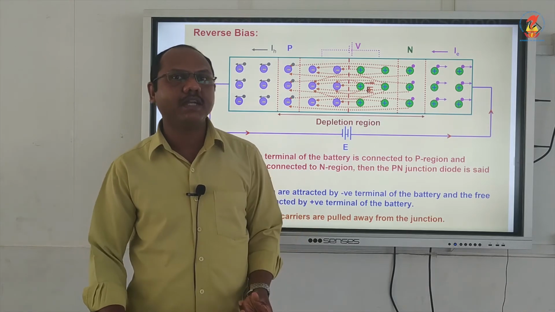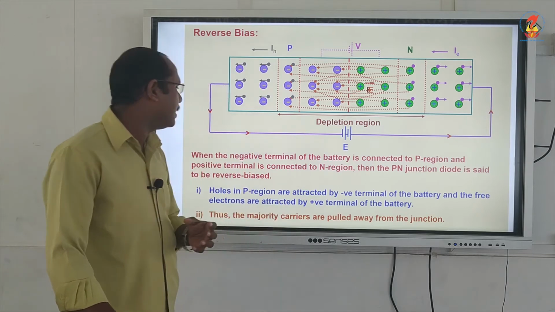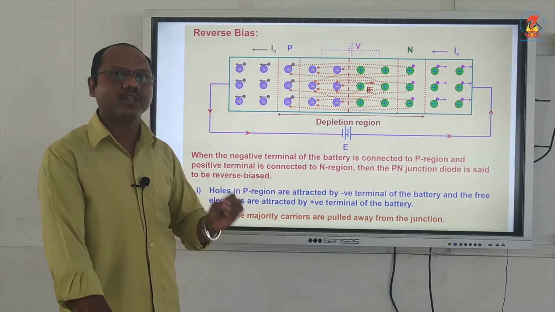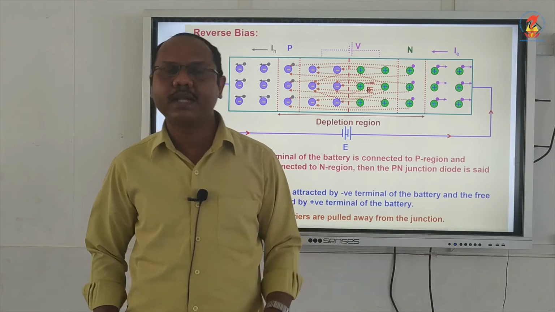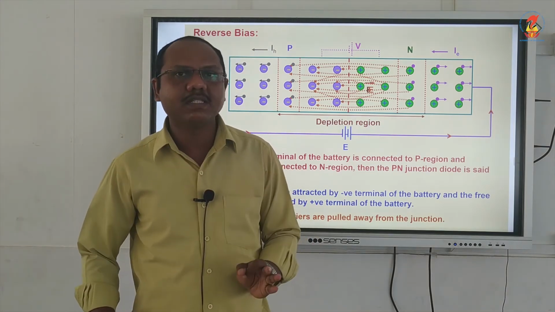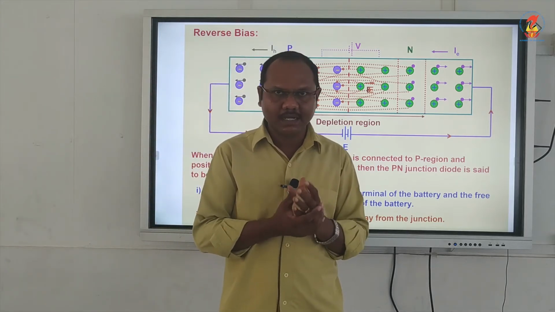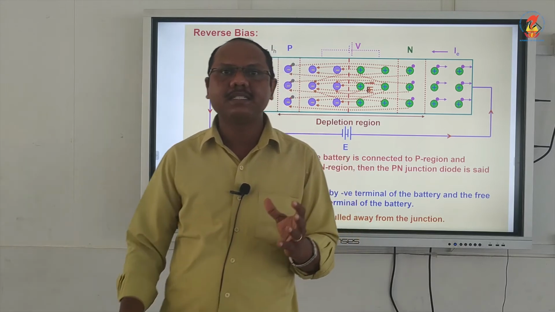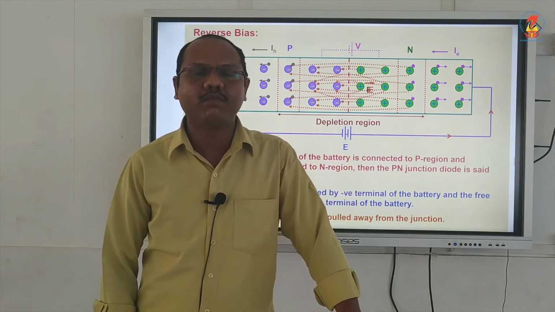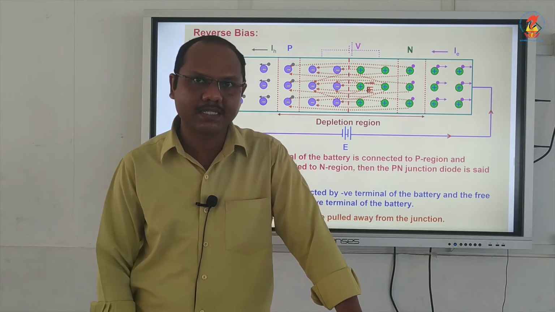The width of the depletion region increases, and as a result, what will happen? No current will flow through the diode. So we will conclude like this: when the diode is in reverse bias, very high resistance will be there on the diode, and as a result, no current will flow through the diode. Diode will not conduct when it is reverse biased. That is the first step.